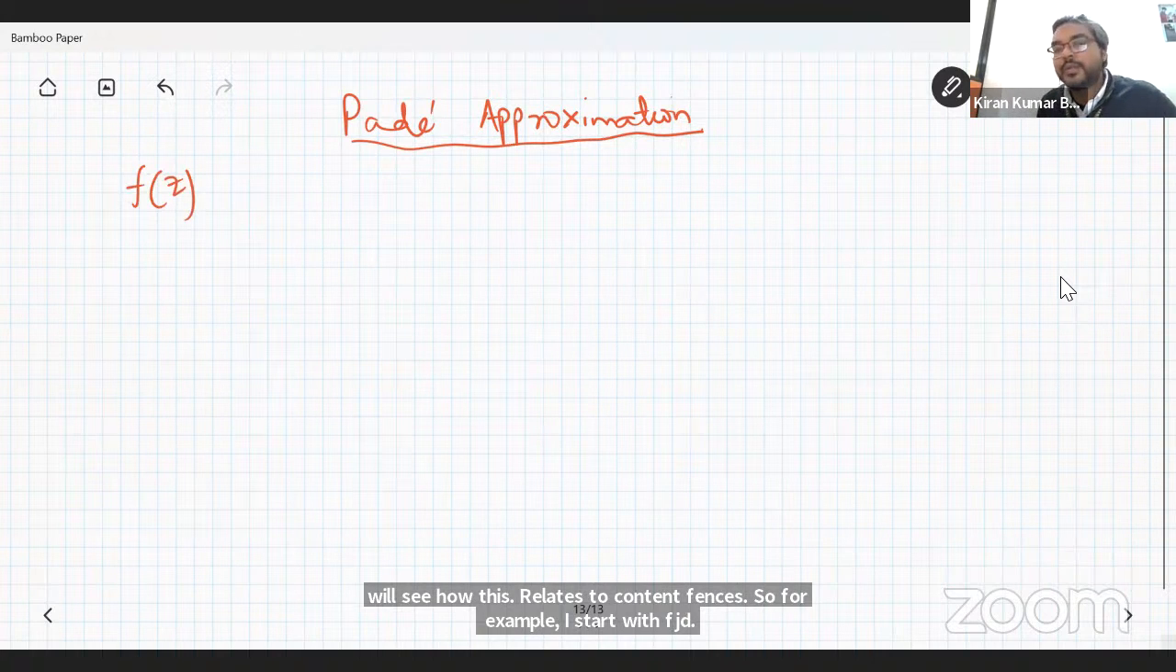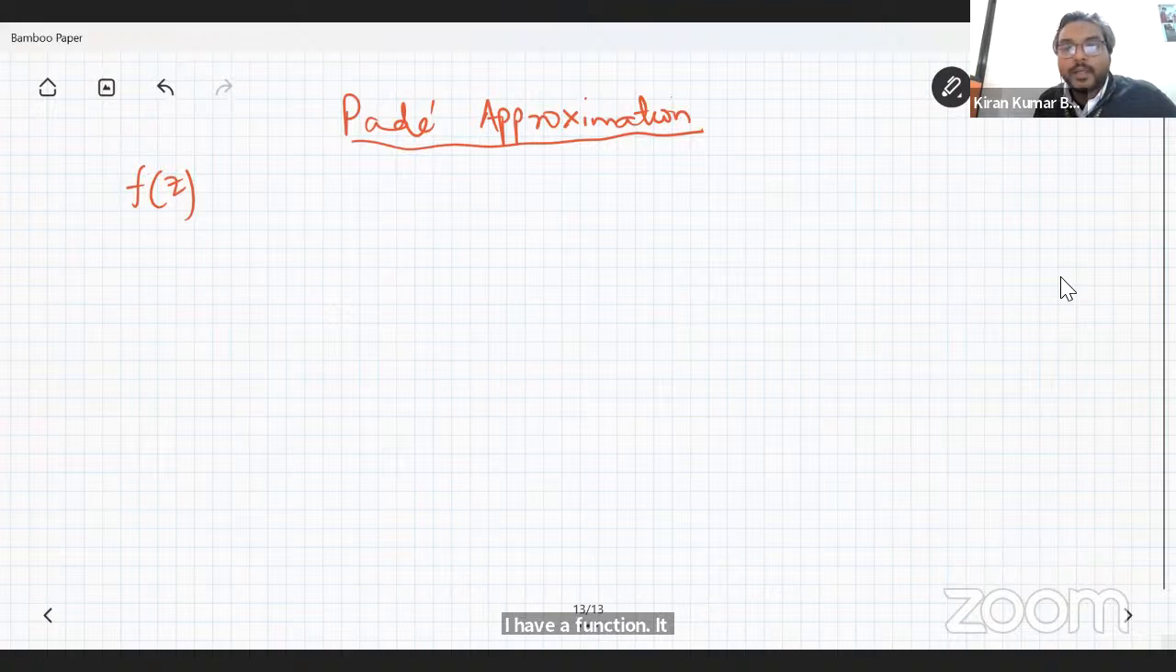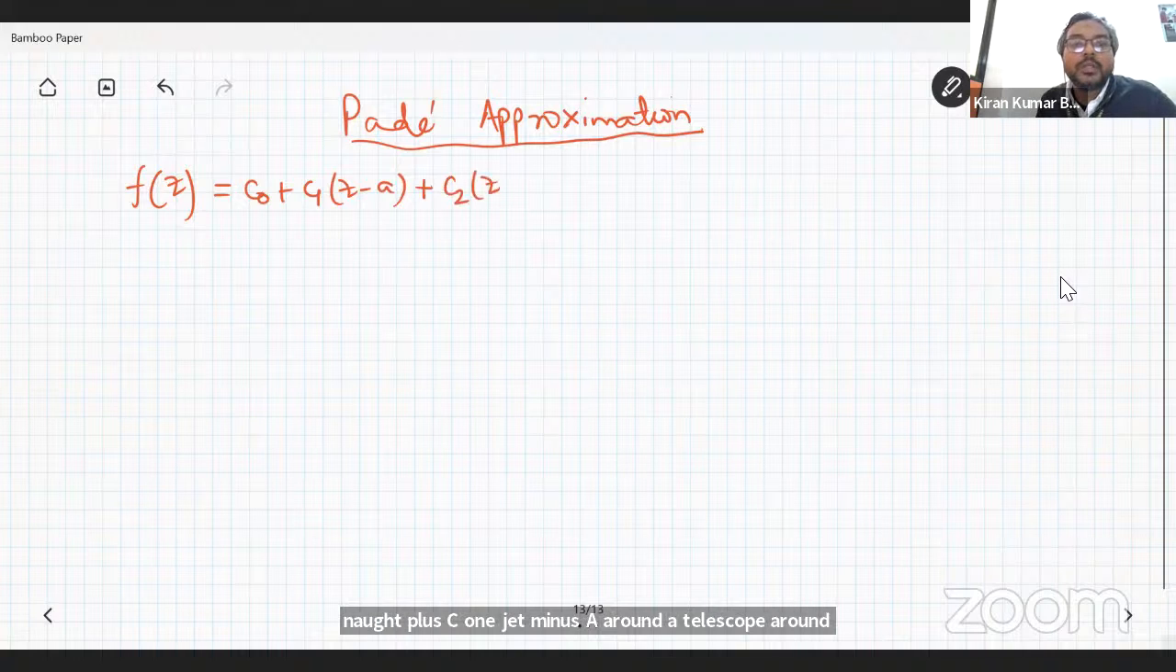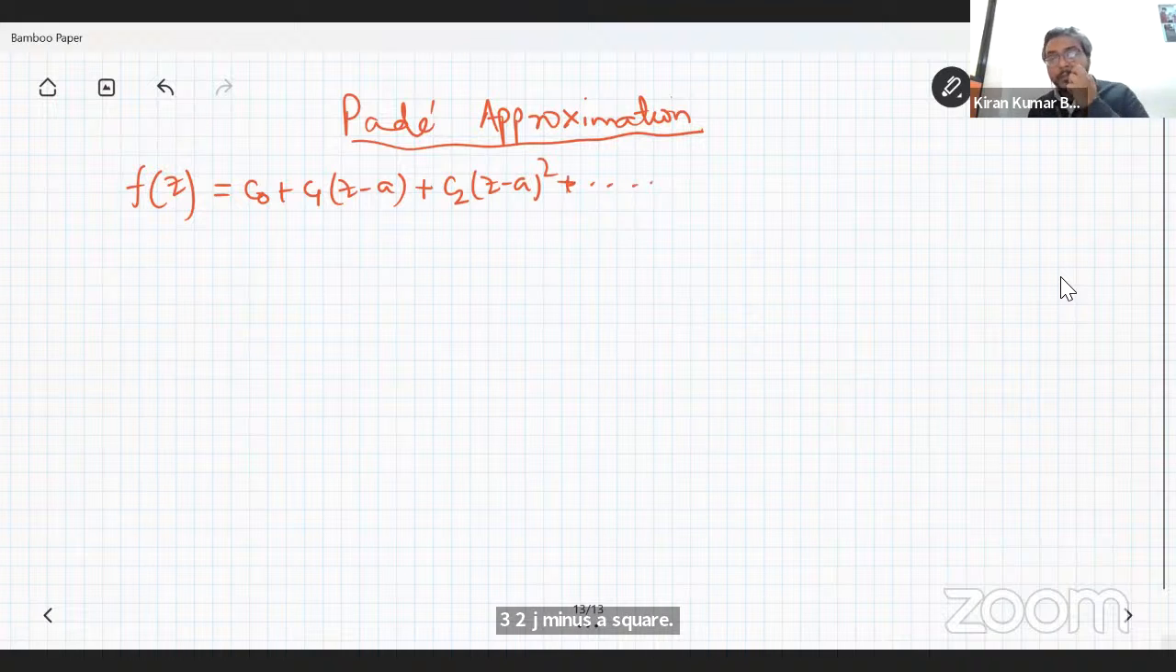It is analytic. I have its Taylor series expansion around the point a: c0 plus c1 (z minus a) plus c2 (z minus a) squared and so on. So this is the Taylor series expansion.